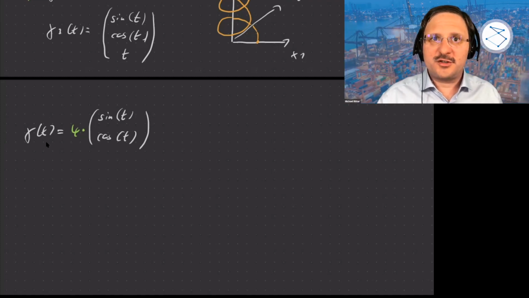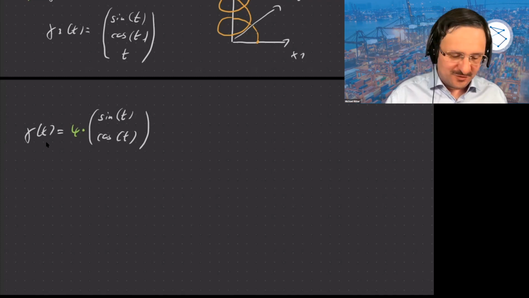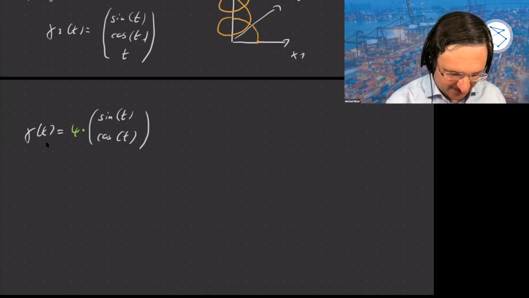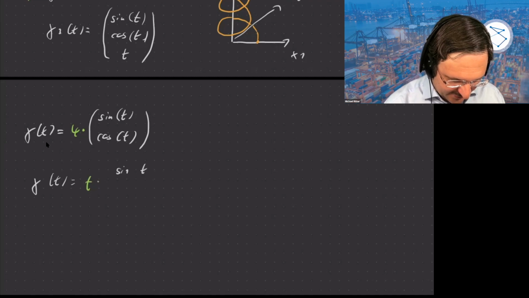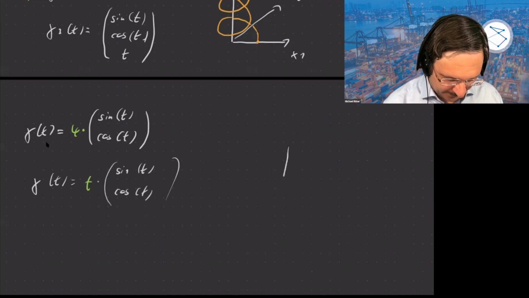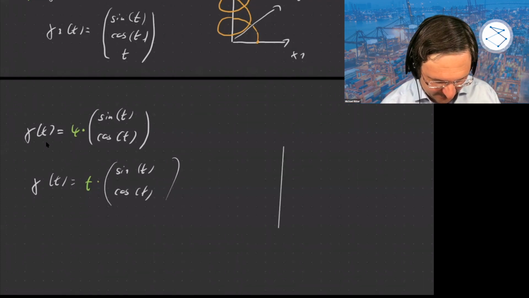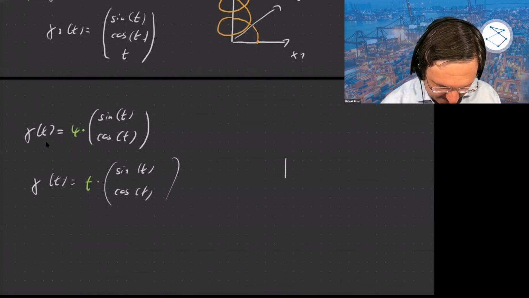And of course, you can also vary the radius as you move along. For example, you could come up with something like gamma of t equals, let's say, t times sine of t, cosine of t, right? Basically, what you'd get there.